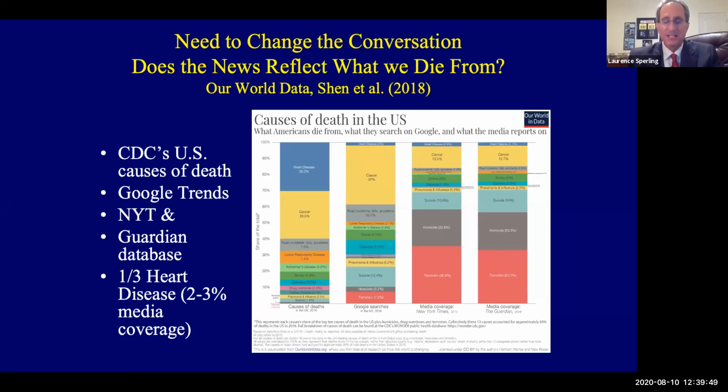So we absolutely need to change the conversation in the US. Here, this slide points out in the left-hand panel of what we die from. So this is CDC data. 1/3 of the deaths are related to heart disease. And then these next three panels are what we're discussing or what we're concerned about in the media. Google Trends, New York Times, Guardian database. And so we need to connect what we're dying from to the conversation, change the conversation, and connect this to action.